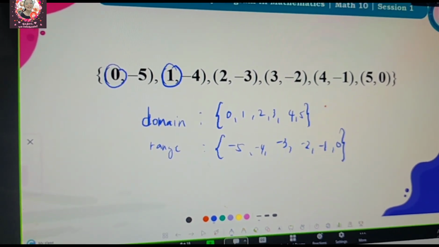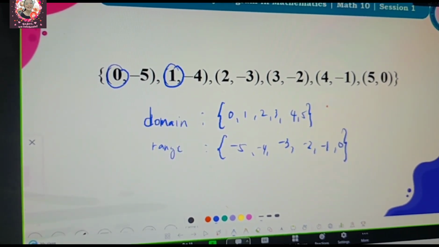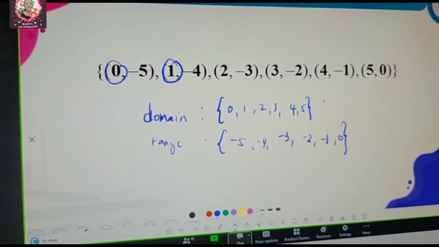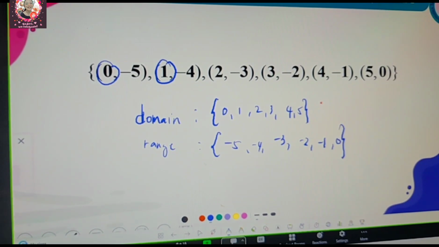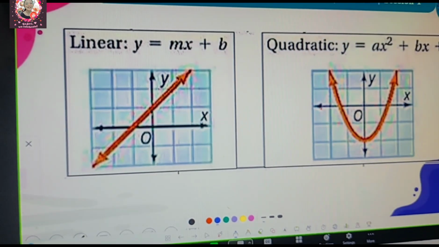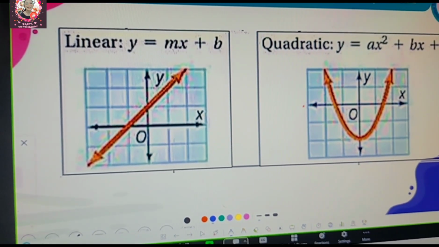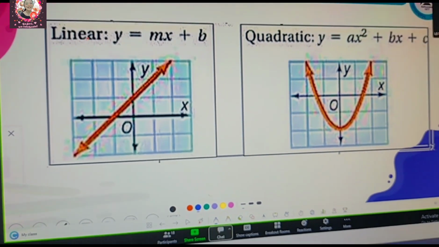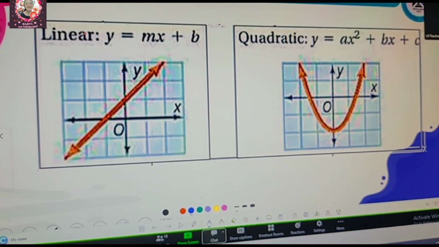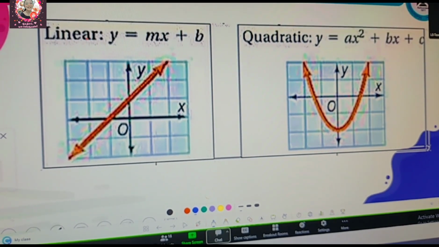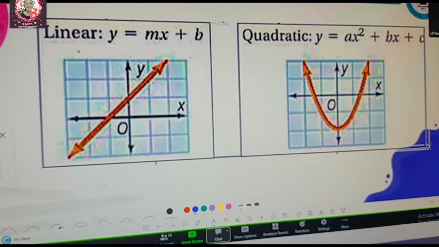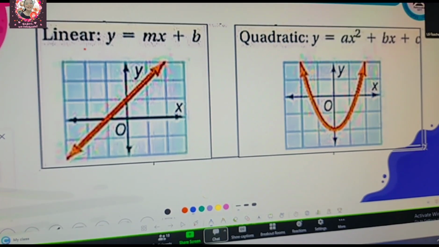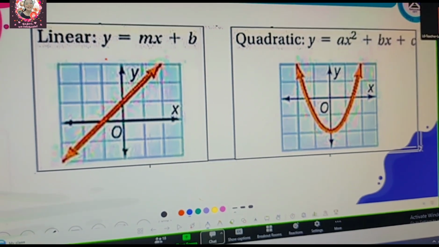And of course, pag naka-graph naman siya, we have the vertical line test. Hindi pala ako nakapaglagay. So yung lower degree functions natin is yung linear tsaka quadratic. So, pwede natin mabigay na example sa vertical line test.